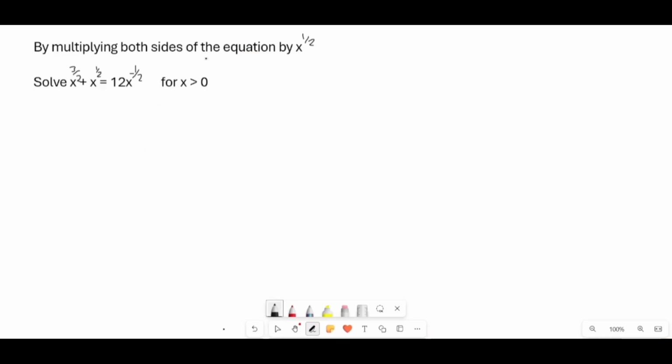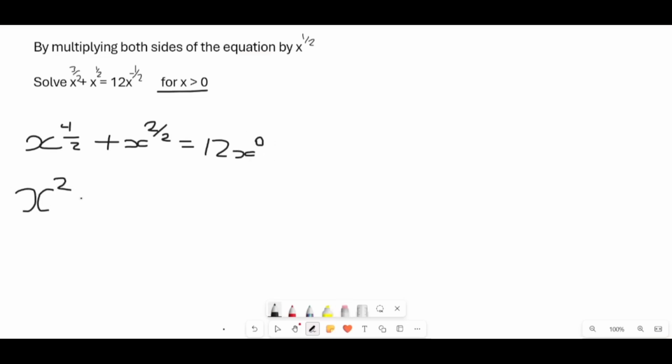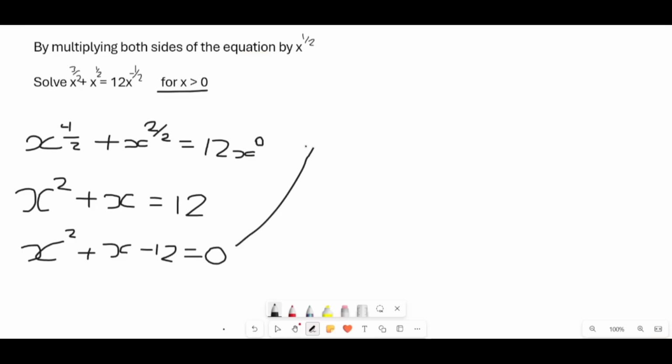So you've got a very similar question here. By multiplying both sides of the equation by x to the power of a half, solve that. Now you notice it says for x is greater than 0. We can get onto that in just a sec. But what we're going to do is add the half to each of these powers. And so we're going to put these into the double brackets like normal, but this time we're going to have a positive and a negative bracket, which is actually going to be an important detail, and you'll see why in just a second.